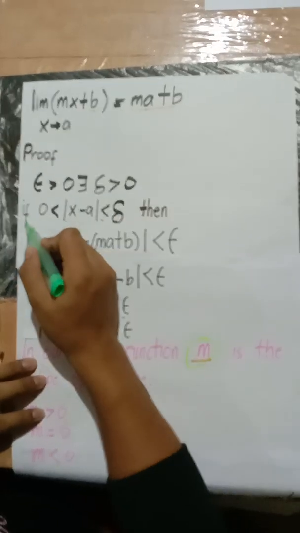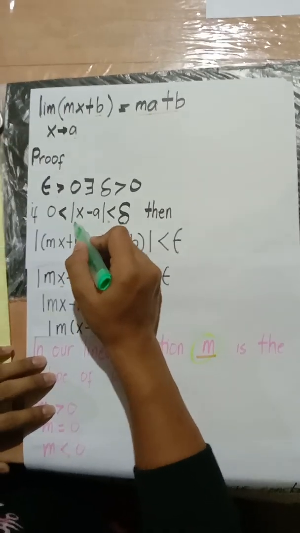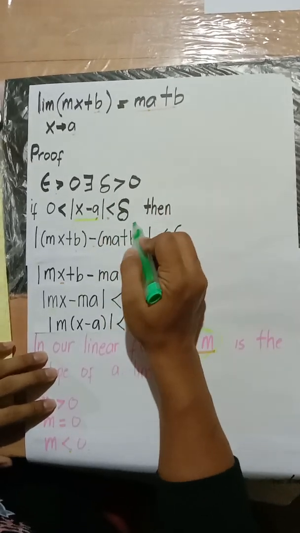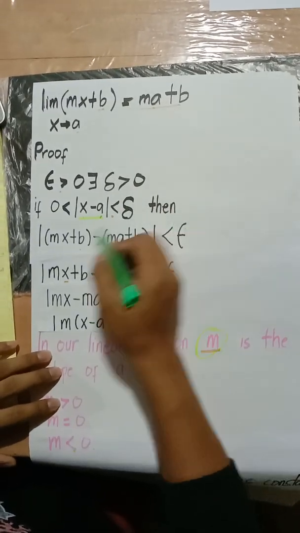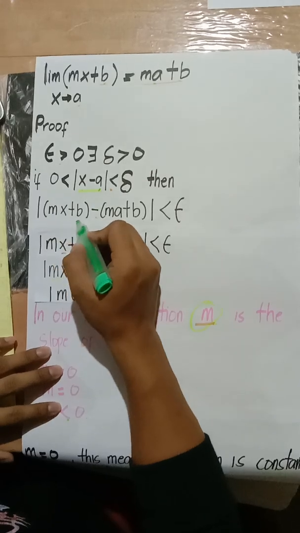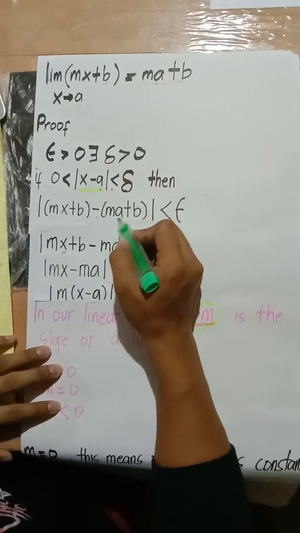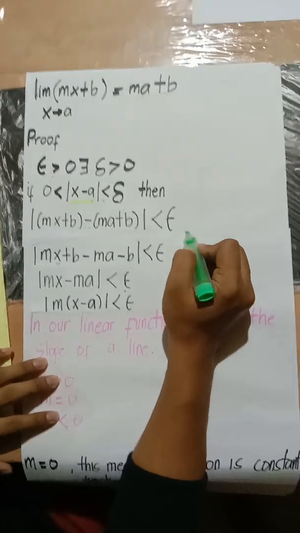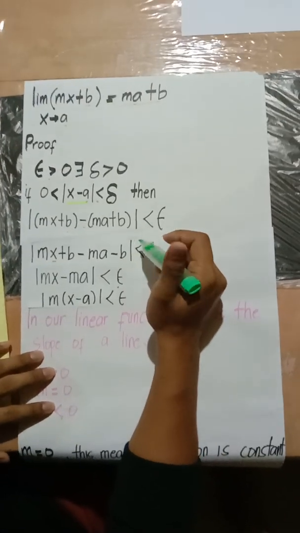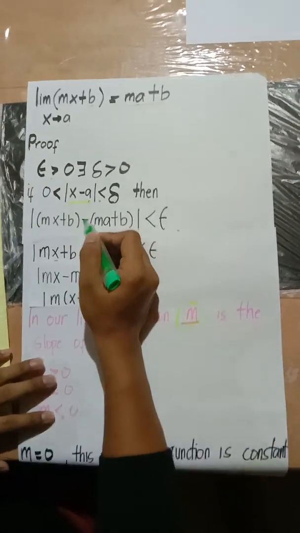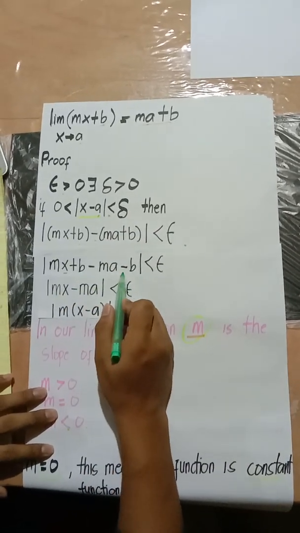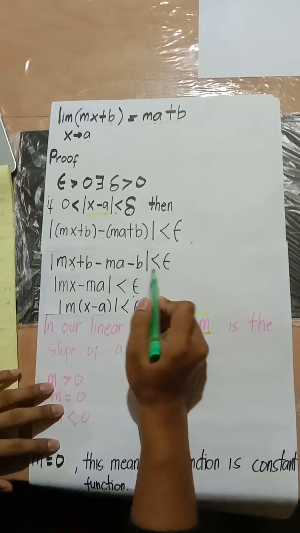Such that if 0 is less than the absolute value of x minus a, less than delta, then we will have the absolute value of mx plus b minus (ma plus b) less than epsilon. Then we will now remove the grouping symbol. Then we come up with mx plus b minus ma minus b less than epsilon.